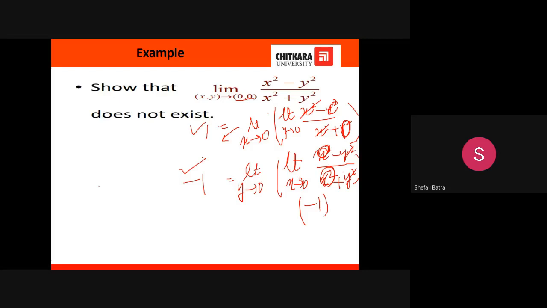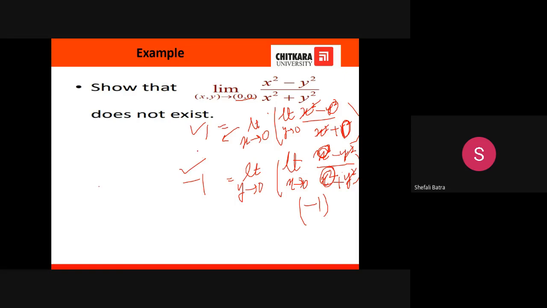Now tell me, does the limit exist? No, ma'am. Why not? Ma'am, because the values are not equal. Yes, because along two paths, you are getting two different values. So this means the limit does not exist.